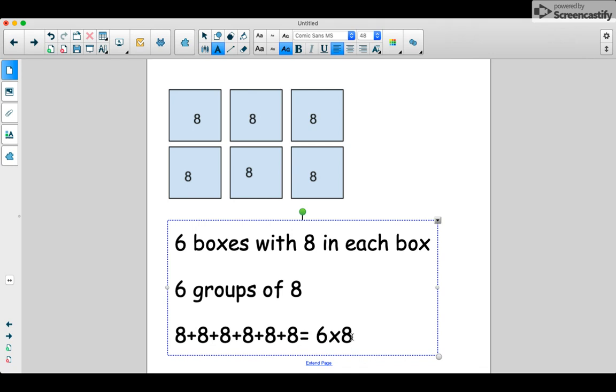Now, if I don't know 6 times 8, I could just add up my 8s, 8 plus 8 plus 8 plus 8 plus 8 plus 8, to get my answer of 48.